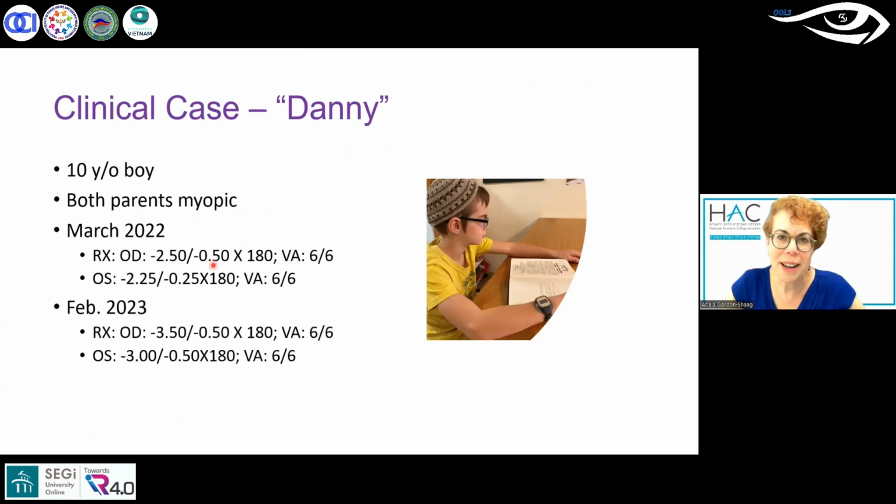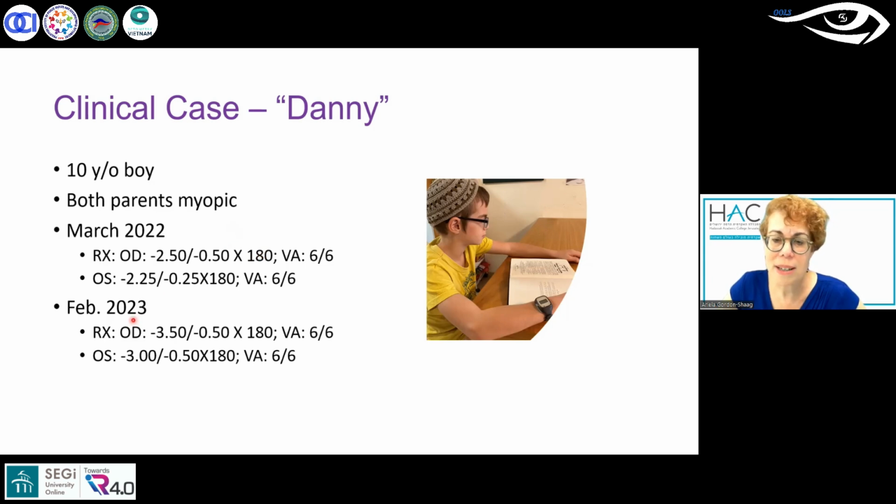So I really like to start any research talk or anything with a case because, in the end, we're here to help people. And so I'm going to introduce you to one of the kids who comes to the clinic at Hadassah Academic College. We have permission from his parents to use this picture. And his name isn't Danny, but we'll call him Danny. Danny's 10 years old. Both of Danny's parents are myopic. He presented in March of 2022 with minus 250 with a bit of cylinder in his right eye and minus 225 and a bit of cylinder in his left eye. His vision is pretty good.